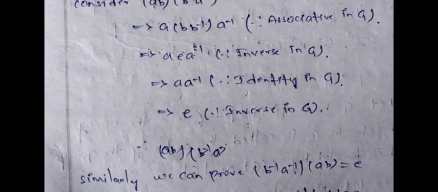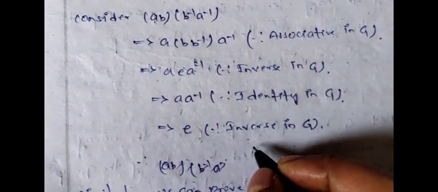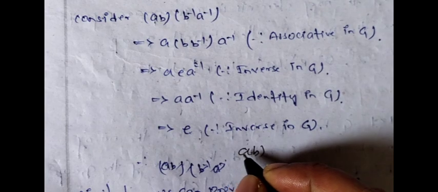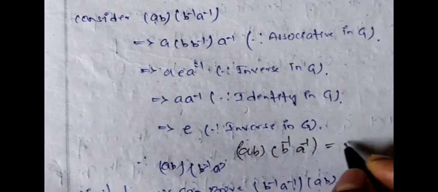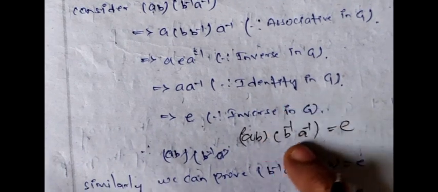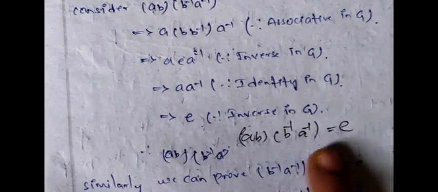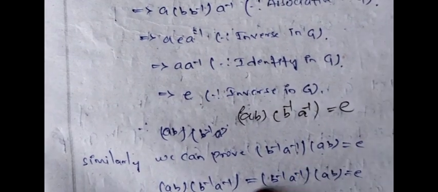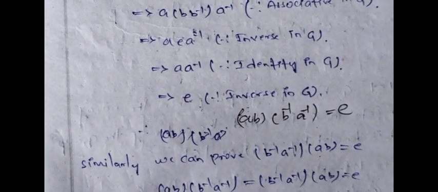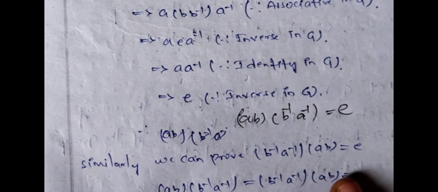So what we proved is AB into B inverse A inverse equals E. Similarly, we can prove B inverse A inverse into AB equals E. Similarly, we can prove like this. So what can we write? AB into B inverse A inverse equals B inverse A inverse into AB equals E.